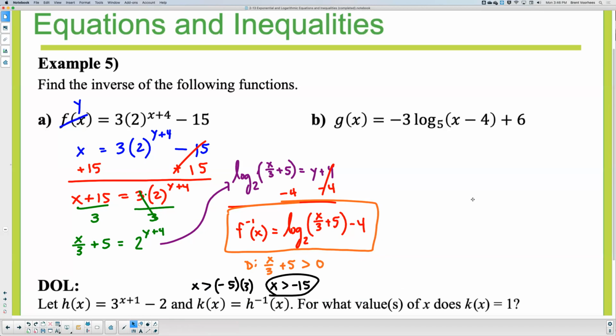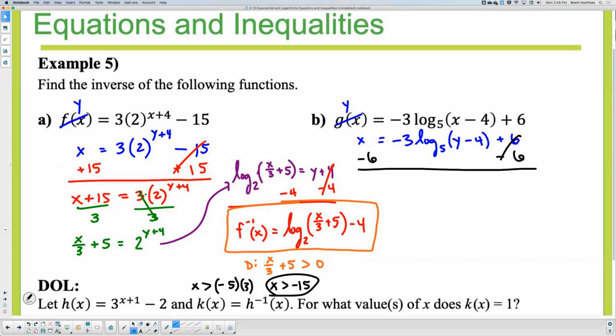Okay, so now let's look at G, and we'll do the same inverse operation. So first, I need to change this to a y, and so I have x equals negative 3 log base 5 of y minus 4, plus 6. Now, if I wanted to isolate this logarithm, the first thing I need to do is get rid of this plus 6. So I'll subtract 6 from both sides. And so we have x minus 6 equals negative 3 log base 5 of y minus 4. And now negative 3 is multiplying the logarithm, so I'll divide by negative 3.